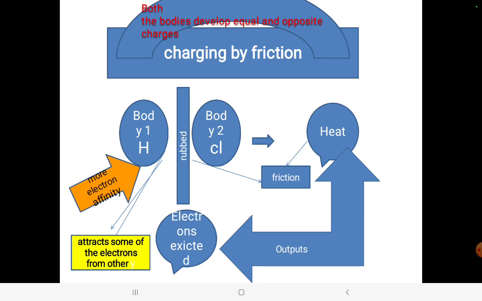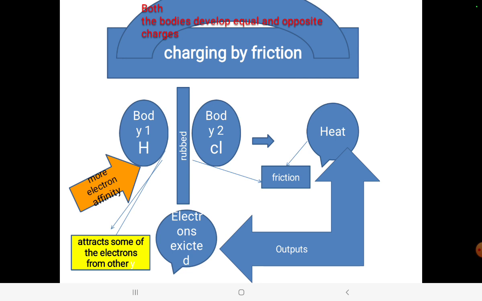Similarly, in charging by friction, both the bodies develop equal and opposite charges. Both the bodies develop equal and opposite charges. So finally, charging by friction: here there are two bodies, hydrogen and chlorine.